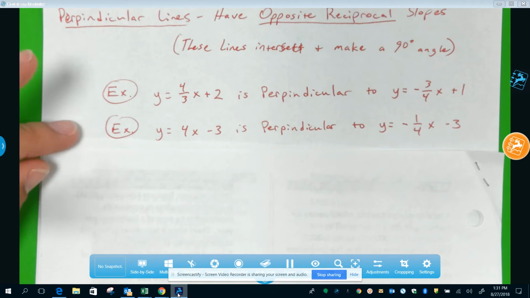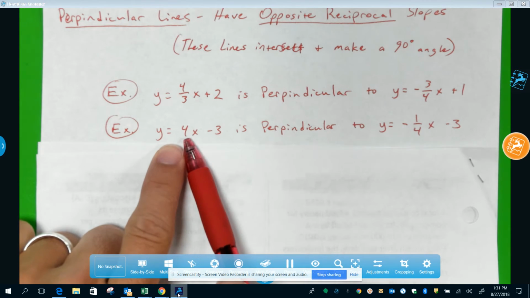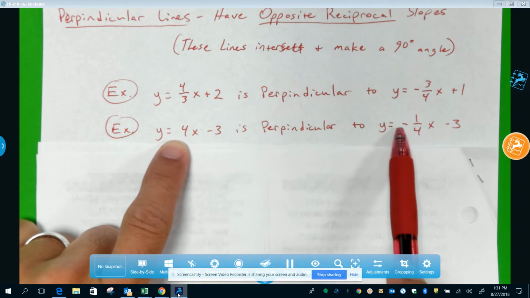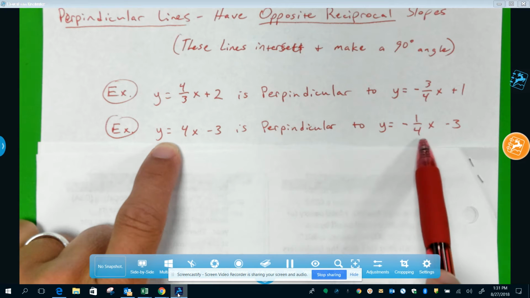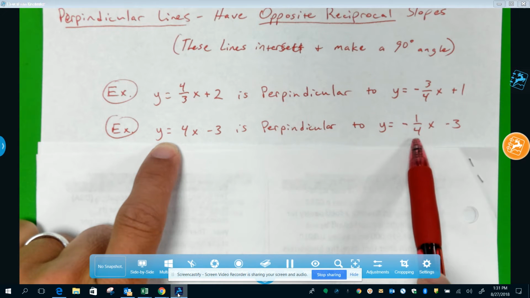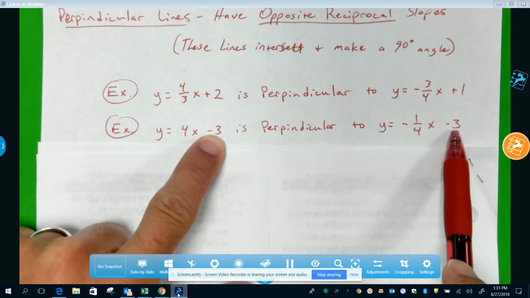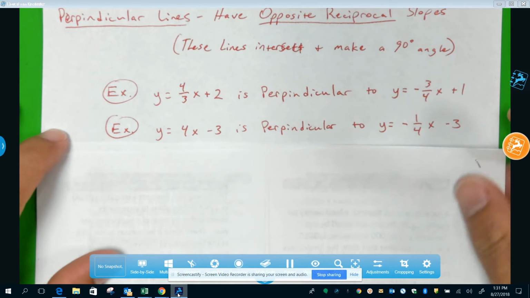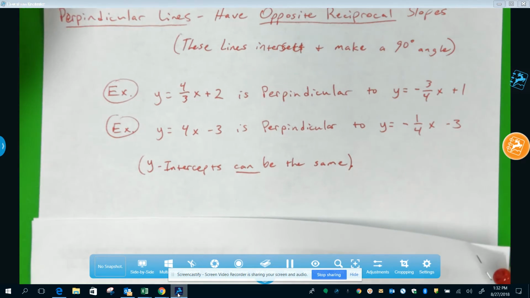Here's another example. What if your slope is not written as a fraction? The slope is just a 4. Y equals 4x minus 3. Well, the opposite of positive 4 would have to be a negative. And if this was a fraction, it'd be 4 over 1. So what's the opposite or the reciprocal of 4 over 1? Reciprocal means flip your fraction. Instead of 4 over 1, my new slope would be 1 over 4. Now notice these have the same y-intercepts. Y-intercepts do not matter when it comes to perpendicular lines. They can be the same or they can be different. It does not matter.